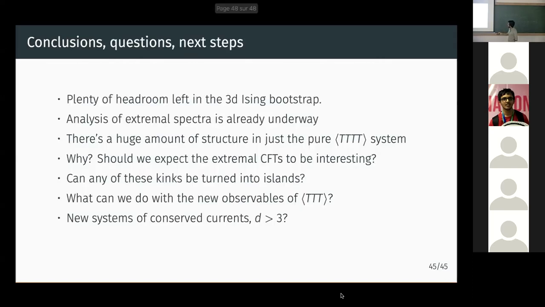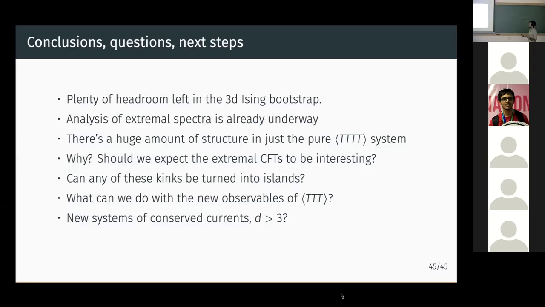So with that, let me conclude and say that the numerics have plenty of headroom left for the 3D Ising bootstrap, and we've pushed the state-of-the-art another few decimal places, as well as determined a large number of further CFT data. We're analyzing the extremal spectrum right now, and even just the pure stress tensor system seems to have lots of things to say about the space of CFTs that it would be very nice to explore.